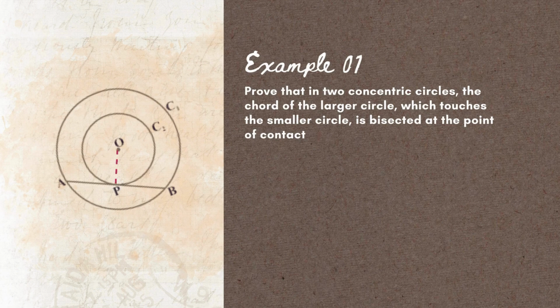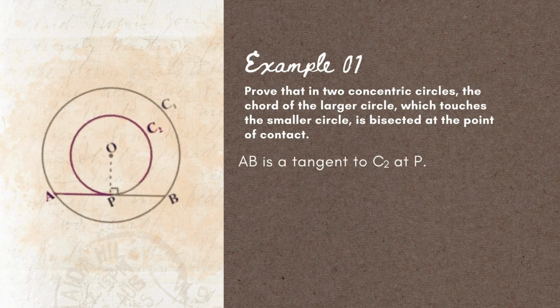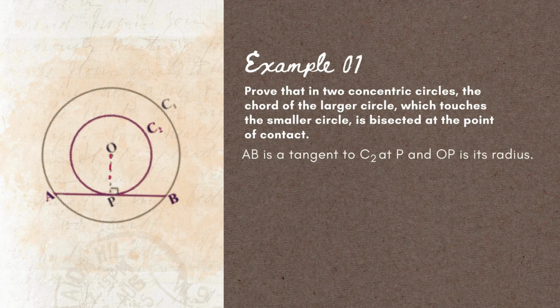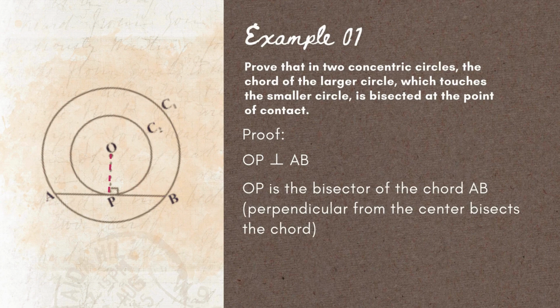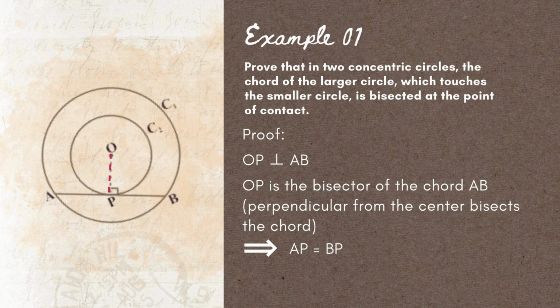Let us join OP. Then AB is a tangent to C2 at P and OP is its radius. Therefore, by theorem 10.1, OP is perpendicular to AB. Now AB is a chord of the circle C1 and OP is perpendicular to AB. Therefore, OP is the bisector of chord AB because the perpendicular from the center bisects the chord. That is, AP is equal to BP.